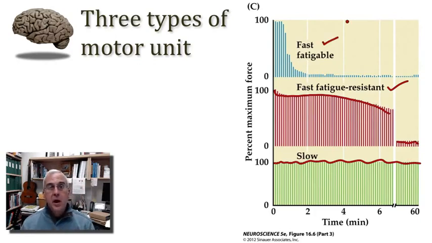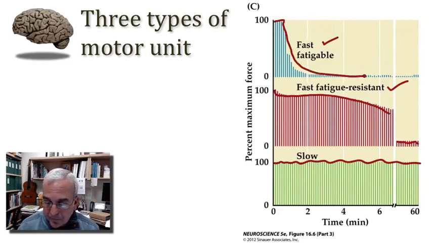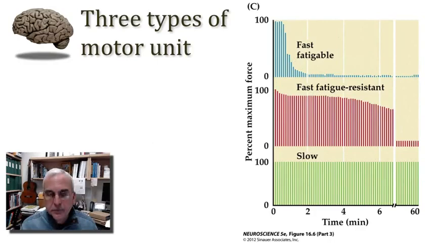Lastly, our fast fatigable motor units are those that generate the most force, and they do so very quickly, but they're really only good for a few minutes of activity. They fatigue quite rapidly, and after just a couple of minutes of activity, they're typically not able to sustain the commands that are arriving down their axons.